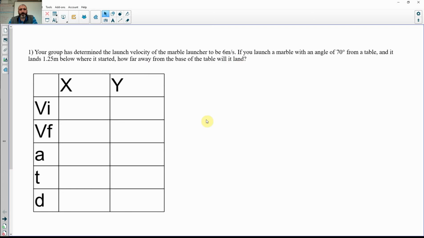Hi, everybody. So this is the last problem set before our exam on Thursday. Sorry it took me so long to get this up, but let's just get into it.